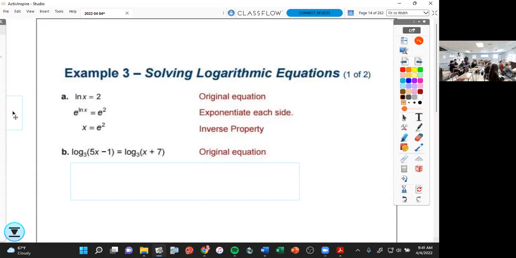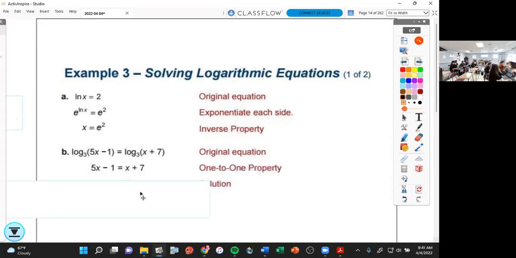Okay, both sides are log base 3. What do we do? 1-to-1. Okay. The log base 3 of something is equal to log base 3 of something else, which means something must equal something else, right? I don't care what the base is on this. Okay. So we set those equal to each other, solve. Don't forget to check your answer. It's possible that algebraically you come up with an answer that doesn't work. It's possible for a problem to have no solution. Okay. Always check your answers.